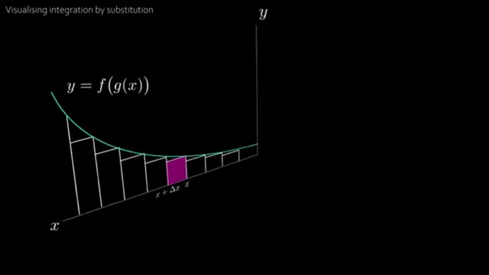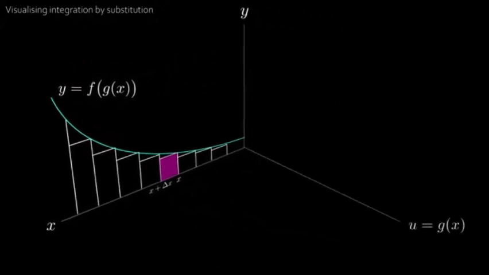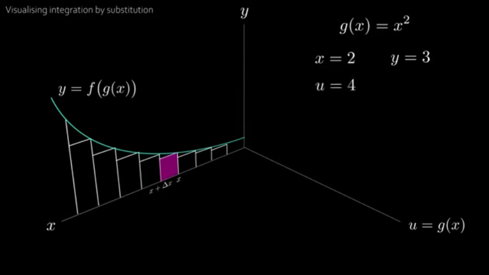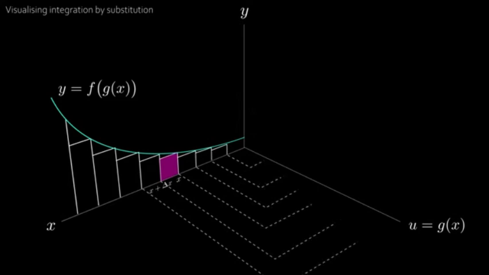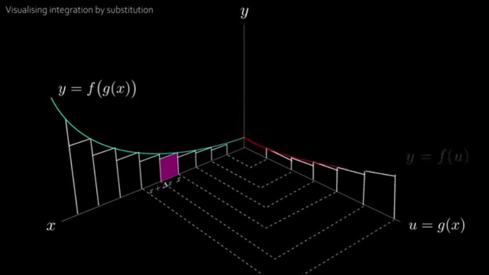Now let's create a third axis, the u-axis, where u equals g of x. So for example, if g of x equals x squared, and say that when x equals 2, y equals 3, then when u equals 2 squared or 4, then y is also equal to 3. Now notice how the y coordinates are exactly the same, but x and u are different. And we can fill all the coordinates of the graph like this, giving us y equal to f of u.